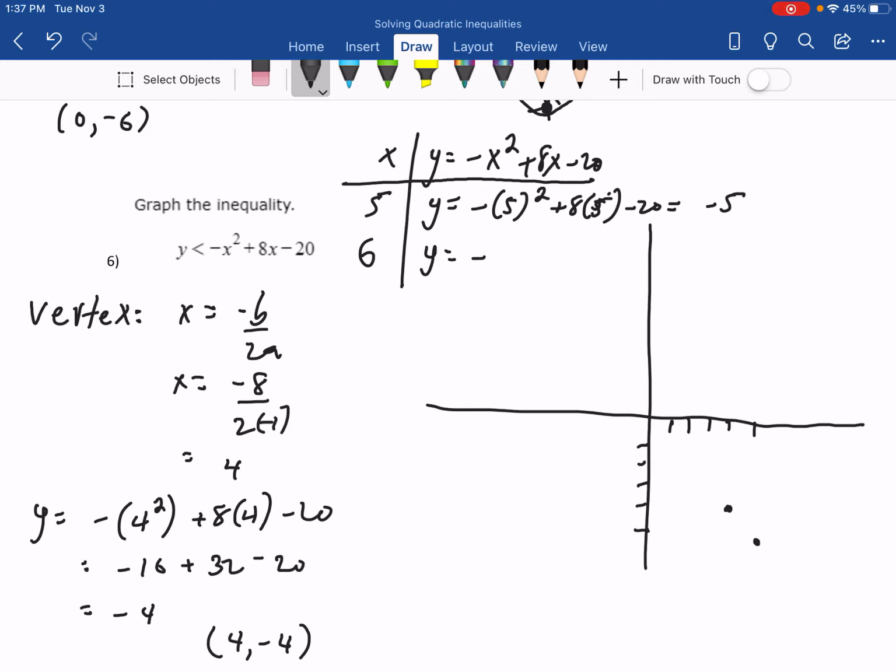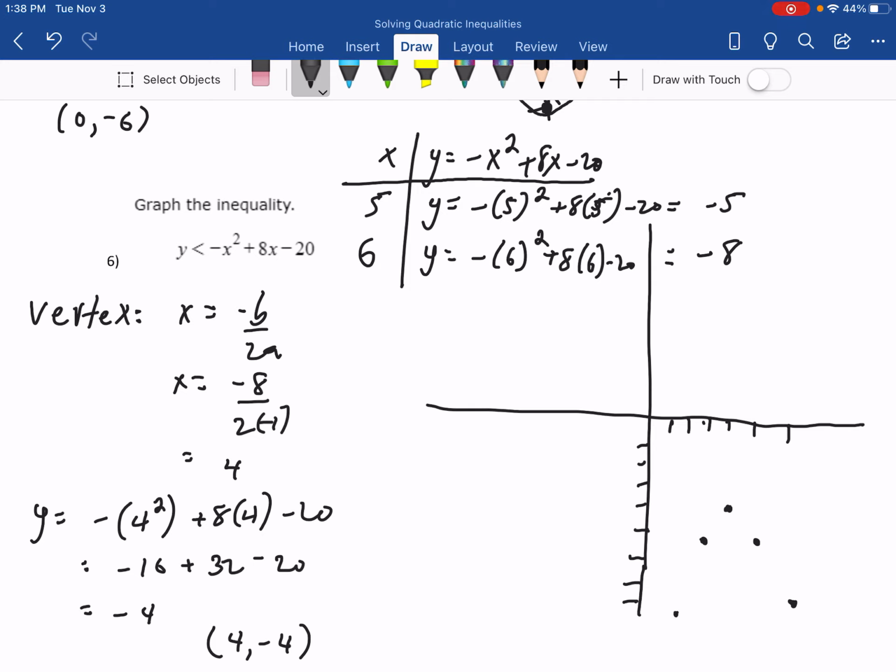And then let's try 6. Y equals negative 6 squared plus 8 times 6 minus 20. So 6 squared, 36, negative 36 plus 48, 12 minus 20, negative 8. So we have 6, negative 8. We are down here. Okay, and then we can add our other points in from symmetry. We have 3, and then 2 over there.